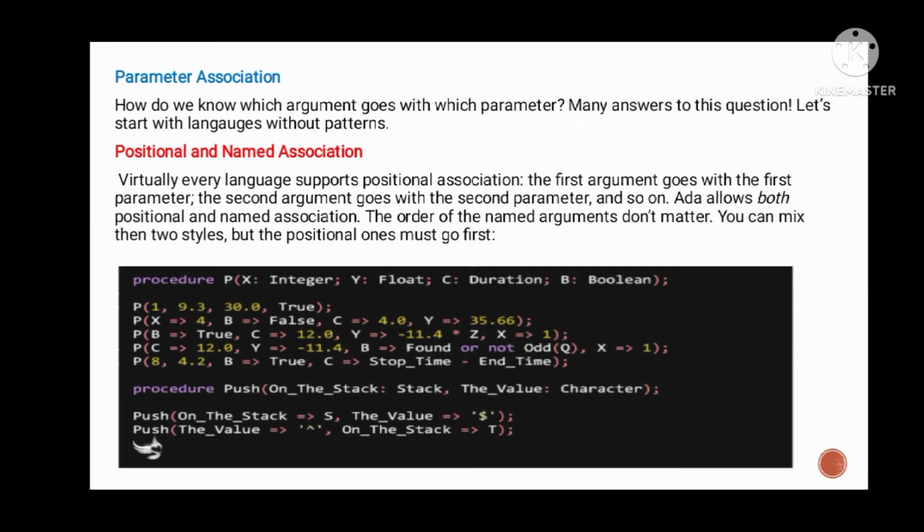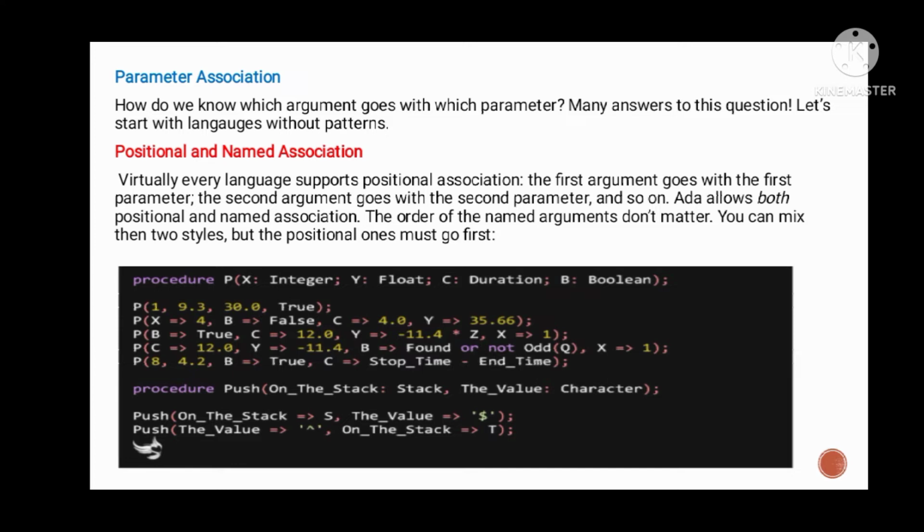Parameter association. How do we know which argument goes with which parameter? Many answers to this question. Let's start with languages without patterns. Positional and name association. Virtually every language supports positional association. The first argument goes with the first parameter, the second argument goes with the second parameter, and so on.